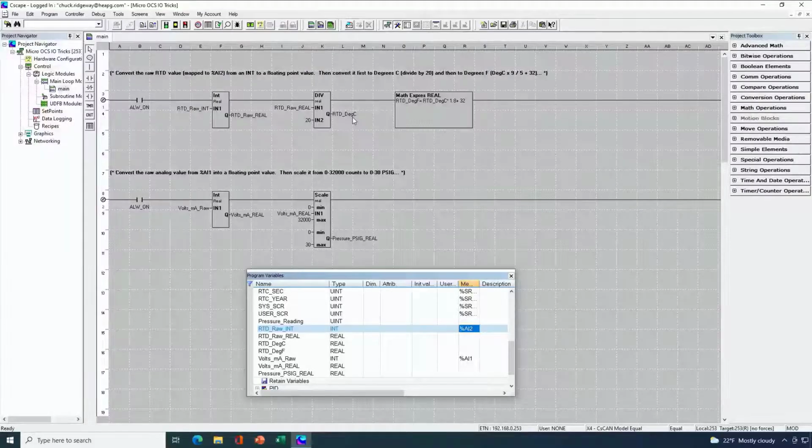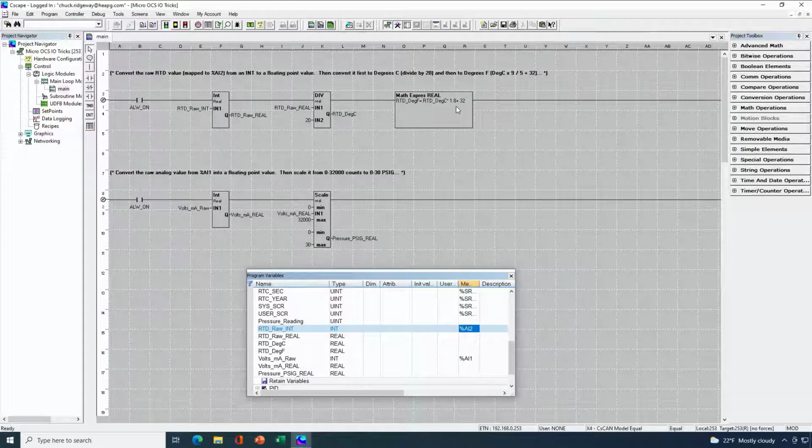Now, to get it to degrees Fahrenheit, I just did a degrees C to degrees F conversion here using a math expression block. So that's one way of doing RTD temperature scaling in the OCS. There are a variety of ways to do it. This is, I would say, one of the easier ways. Convert from integer to real, do a division, or in the case of Fahrenheit, you have to do a little bit more of a complex math equation, but still nothing too difficult.